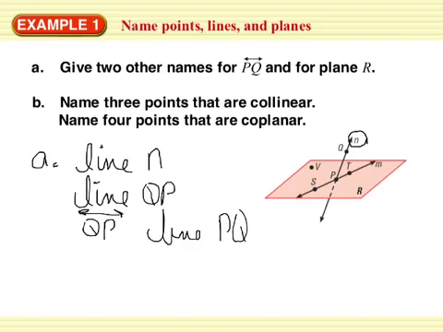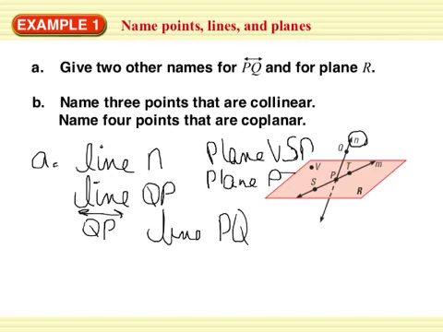How about plane R? Okay, I can name it plane R. Hold on. I just need to pick three points that are not on the same line, V, S, P, that's an S. I can say plane, I don't know, PTV.